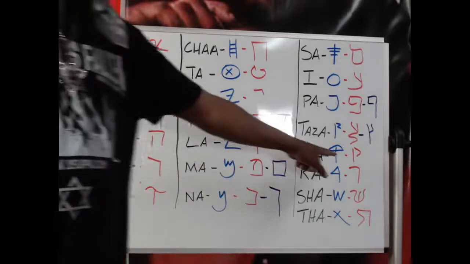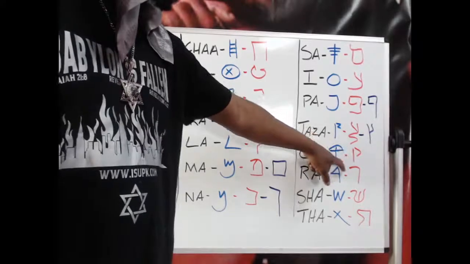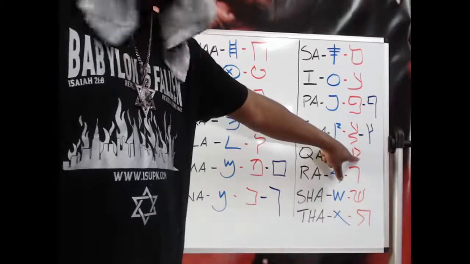Next, we have Wa. Line. Little curvy symbol.